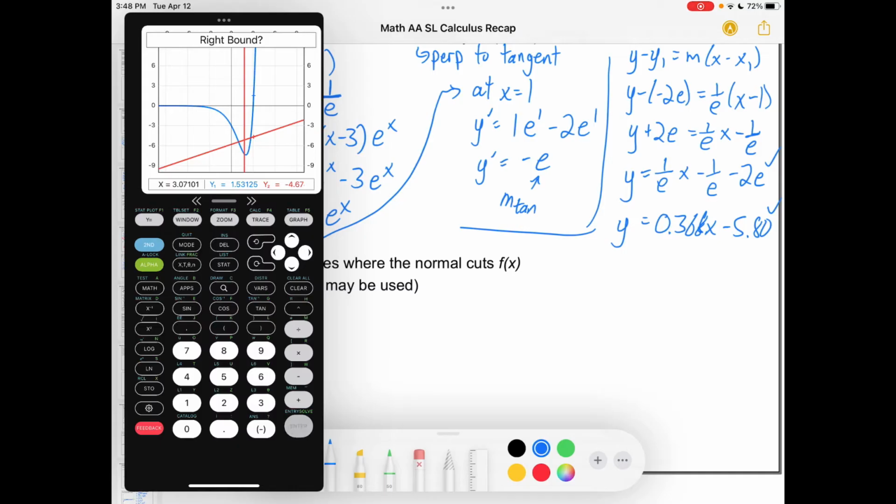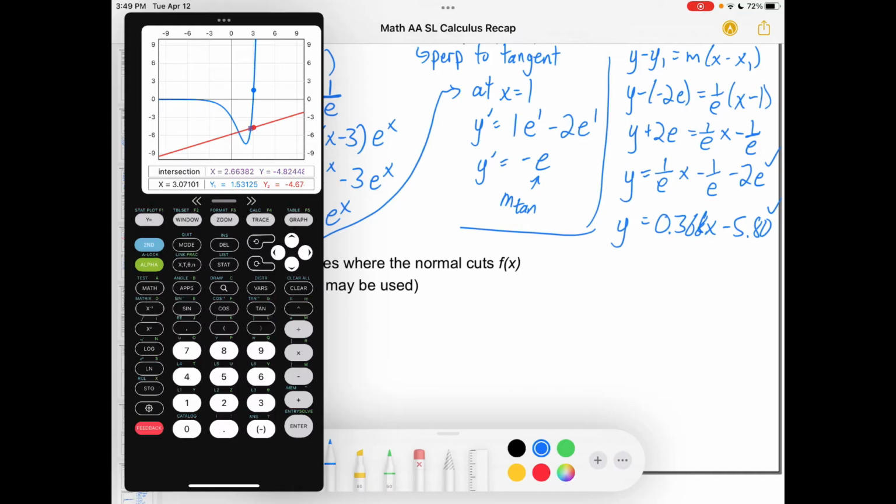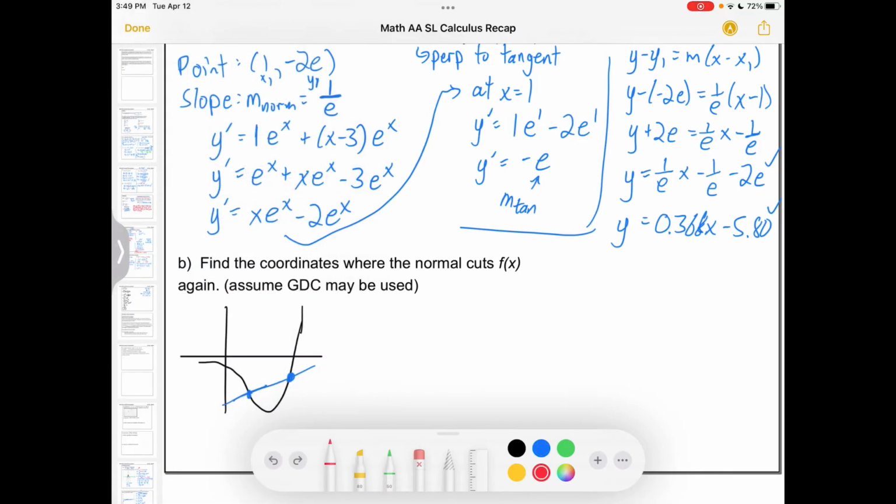And you may have to guess on your calculator. Here it tells me 2.66 for the x and negative 4.82 for the y. There's the curve. This is the point we're talking about, 2.66, negative 4.82. So we did some analytic stuff, and then we did some GDC stuff.